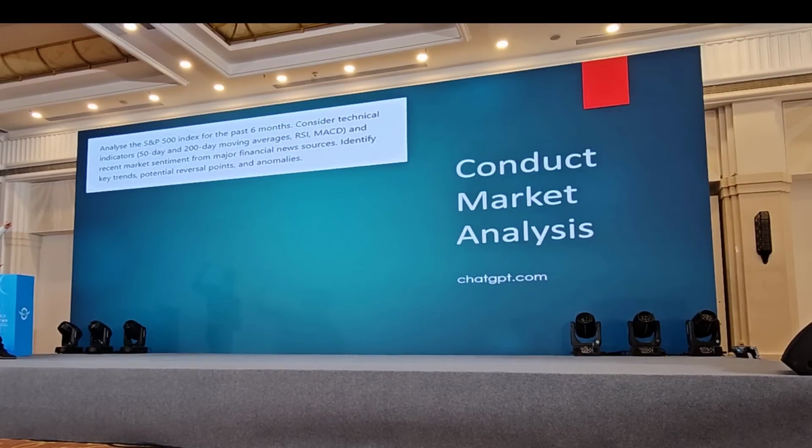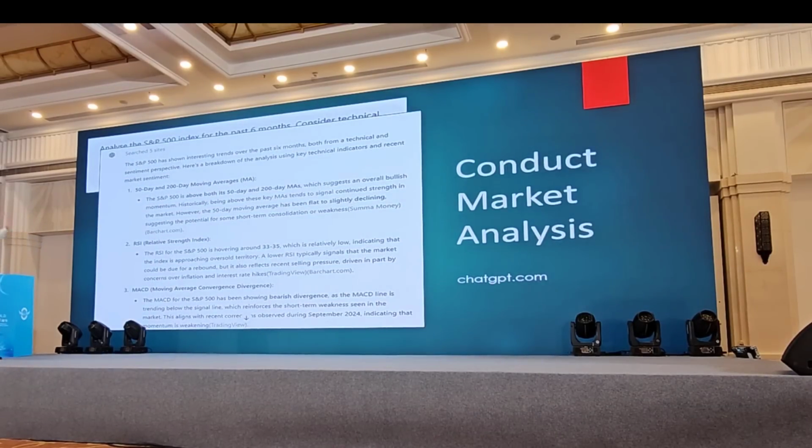So there's my prompt: analyze the S&P 500 for the past 6 months. Now I'm bringing my traditional analytics to the game, telling it to analyze the 50 and 200-day moving average, the RSI, MACD, because I know that these things are good for determining trend and where the market sits in terms of its range of prices. Also, I'm asking it to generate market sentiment from recent financial news sources, identify key trends, potential resistance points, and anomalies. So I'm giving it some constraints. I'm also giving it some idea about the output that I'm after.